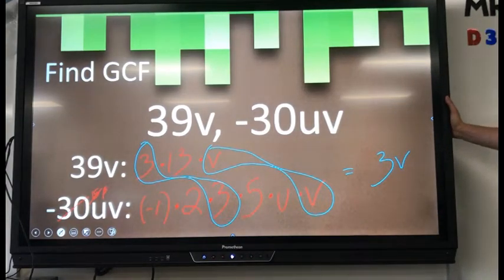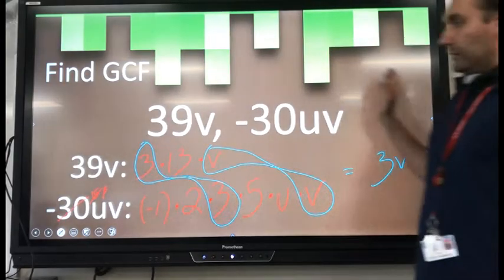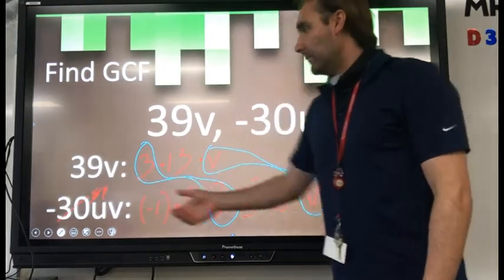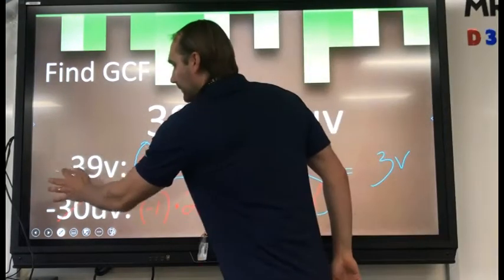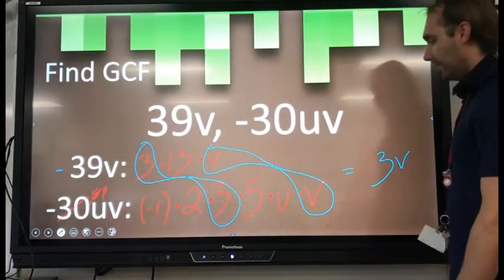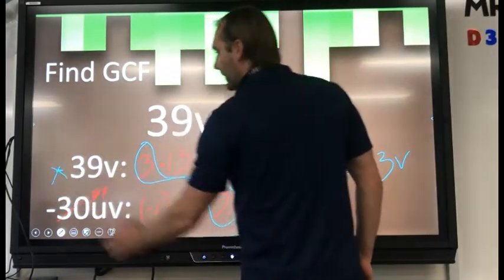That's it. So the negative doesn't matter? Do they have a negative in common? No. So your GCF is assumed to always be positive, unless they're both negative. So yes, we can just discount that negative.